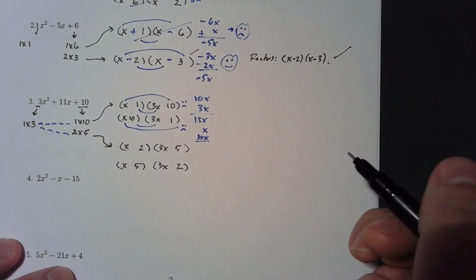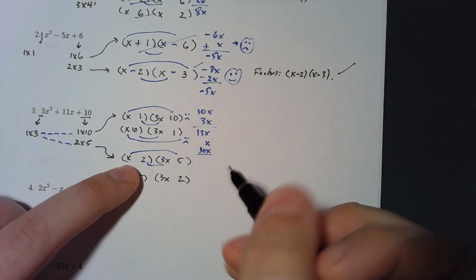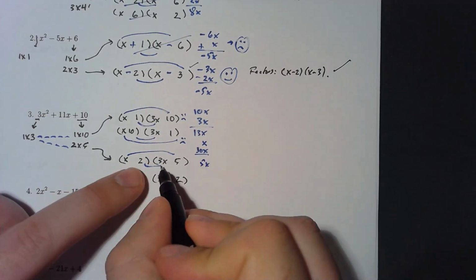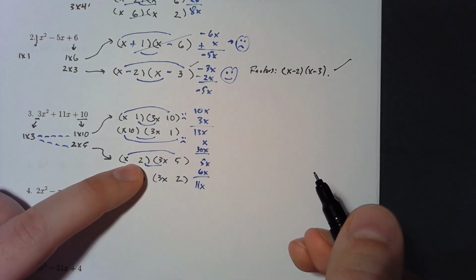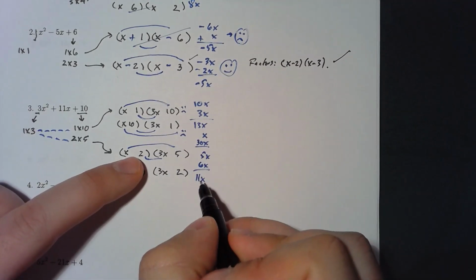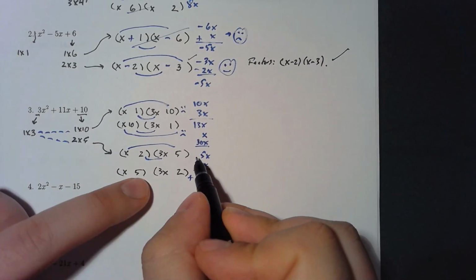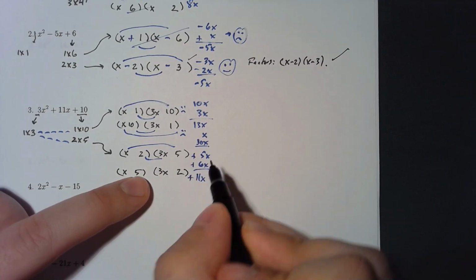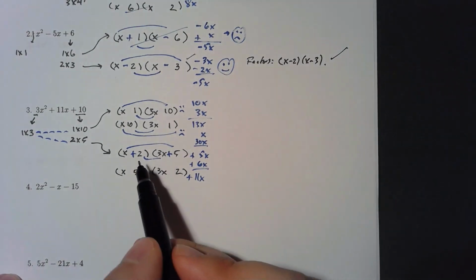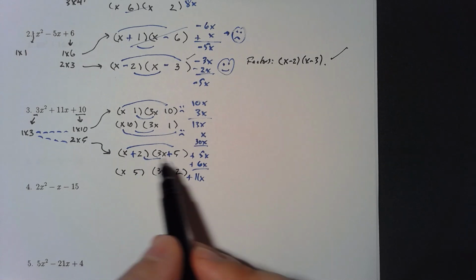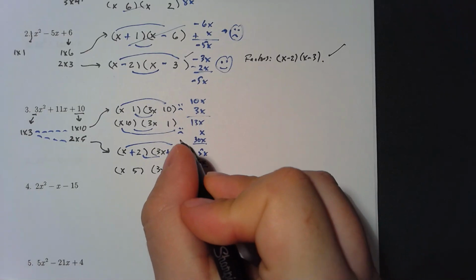Alright. What about this one? So that's 5x, right? And that's 6x. Oh, that looks promising. Can I get 11x there? Sure. In order for this to add up to 11, because I have a positive 11x here, these both need to be what? They both need to be positive. Positive there, positive there. Now the only thing I have to check at this point is if the last term works out. So does 2 times 5 give me 10? It does. So this one looks good.